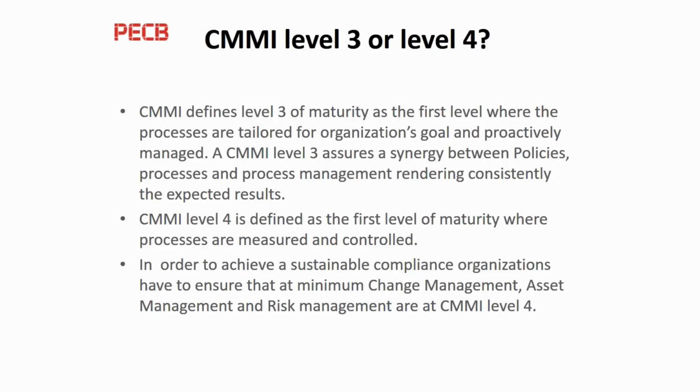and proactively managed. A CMMI level 3 assesses the synergy between the policies, processes, and process management, rendering consistently the expected results. So again, that goes to sustainability of your processes, sustainability of your compliance, if you want to call it that way, or better yet, sustainability of your risk management program. The CMMI level 4 is defined as the first level of maturity where processes are measured and controlled. In order to achieve sustainable compliance, organizations must ensure, at minimum, change management, asset management, and risk management processes that must be at level 4.